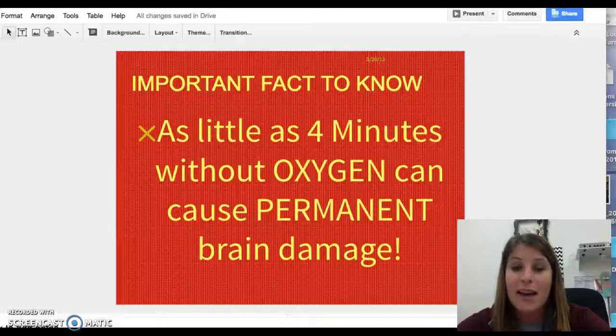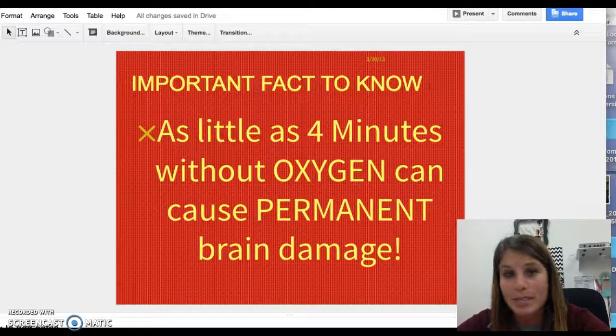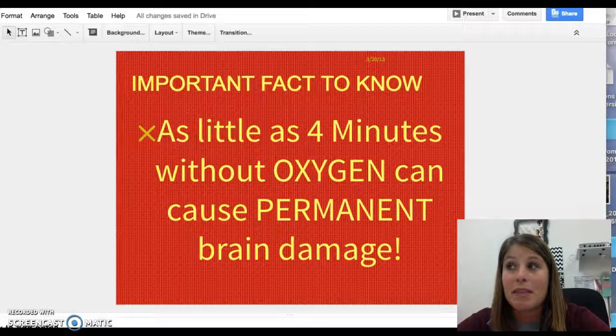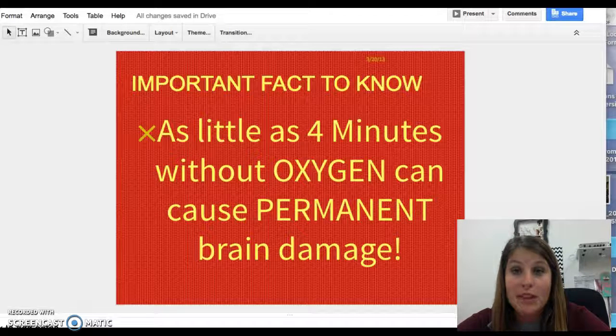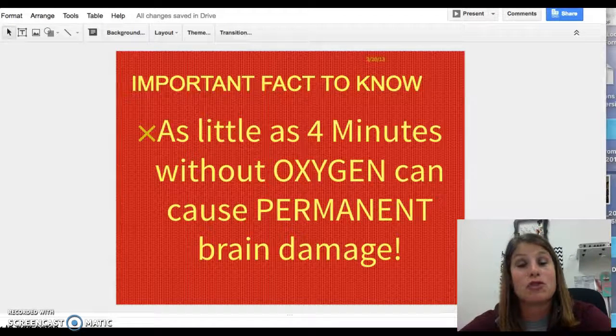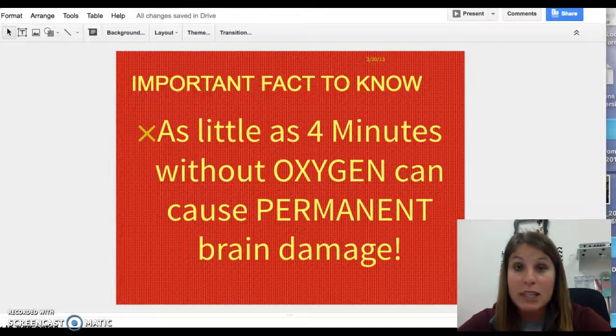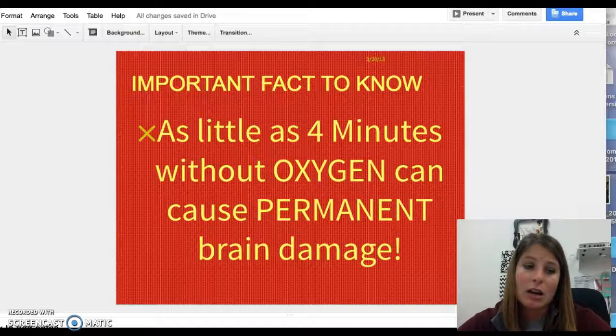As little as 4 minutes without oxygen can cause permanent brain damage, and that can be a variety of complications. Some people will have damage to the part that controls speech, and so people are no longer able to speak after a brain damage injury, but it just varies.